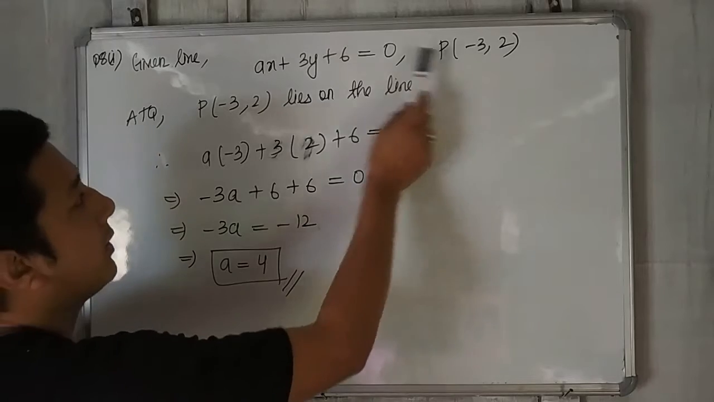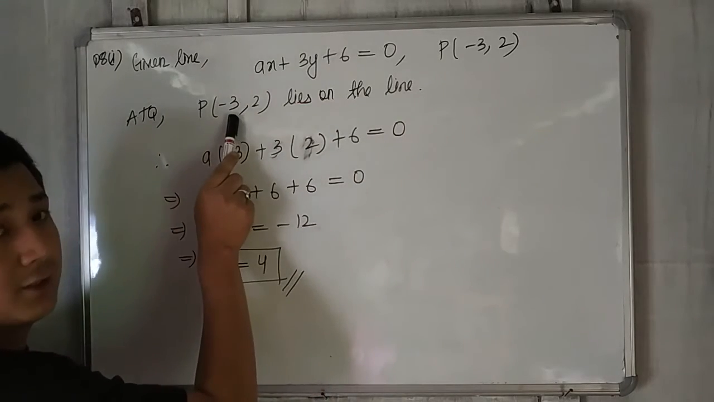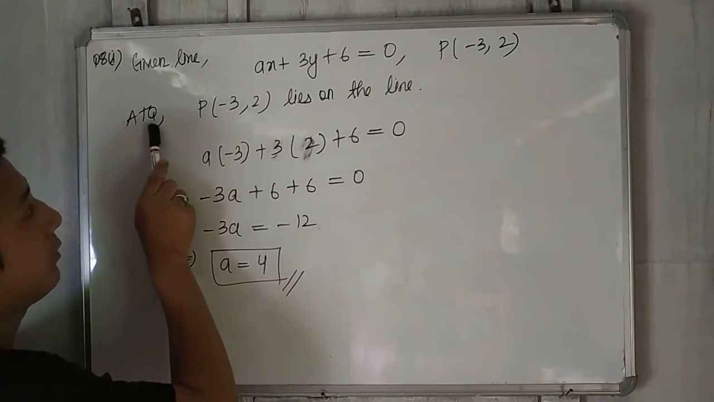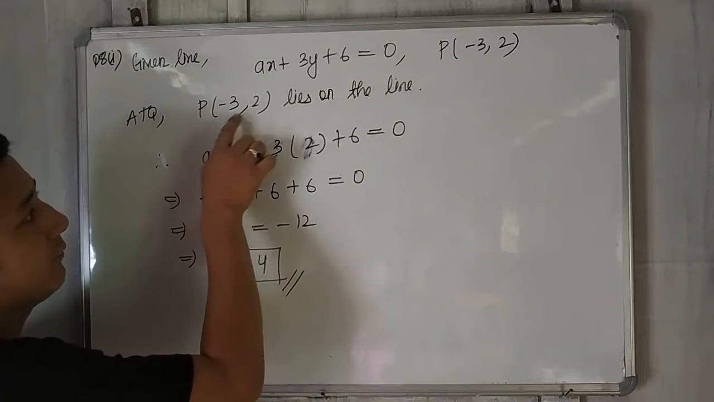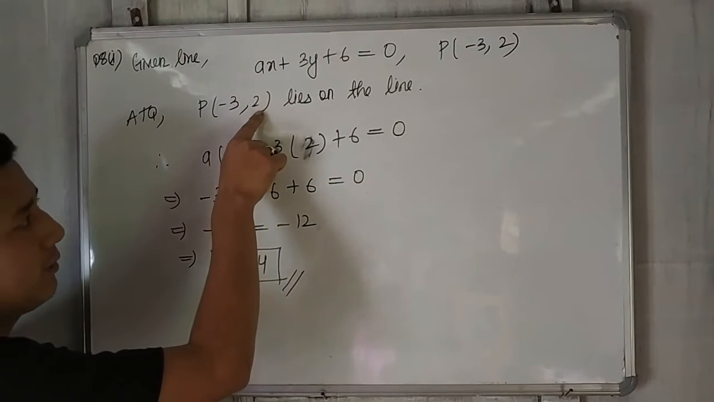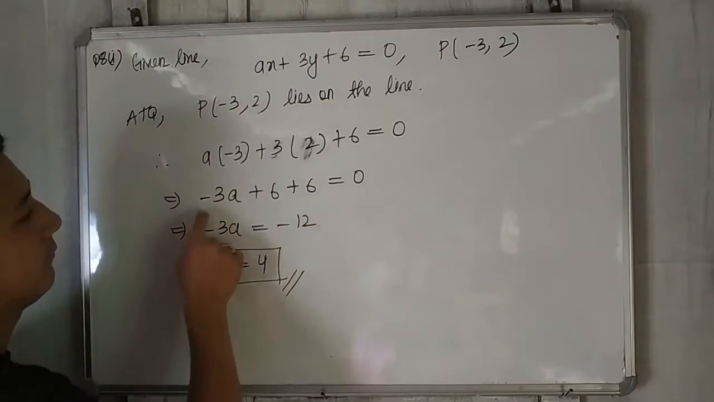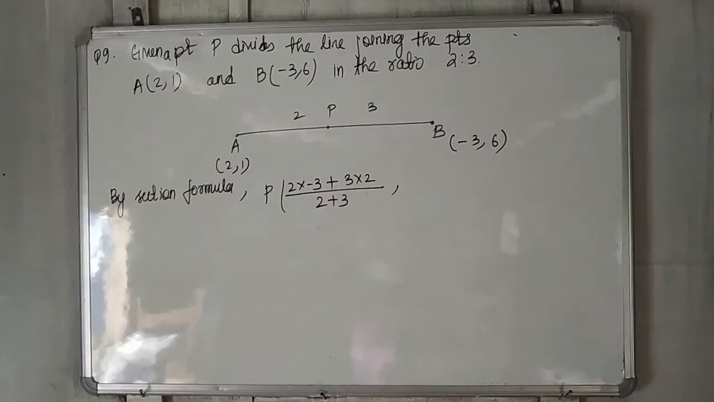If this point lies on the straight line, then the coordinates of this point, are you understanding my point? It's given in the question. This point lies on the straight line. Then the coordinates of this point must satisfy this equation. So in place of x you put minus 3, in place of y you put 2, and find the value for a, which is 4. Okay, so please pause the video and note it down.